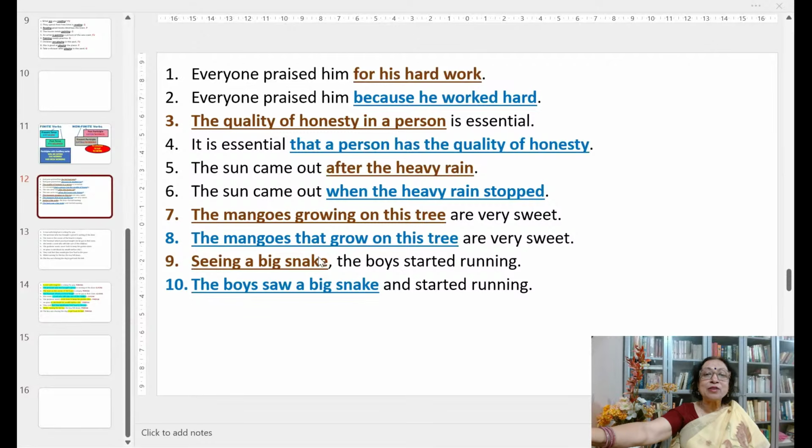So the mangoes growing on this tree is a phrase because it has a non-finite verb, no finite verb. Now you see the clause form: the mangoes that grow on this tree are very sweet. Grow is the present tense of the verb. Here are is present tense, so we have to say grow, which is the present tense. In a single sentence, please don't make tense changes unless you are using direct speech. You can say, the man said, past tense, mangoes grow on this tree.